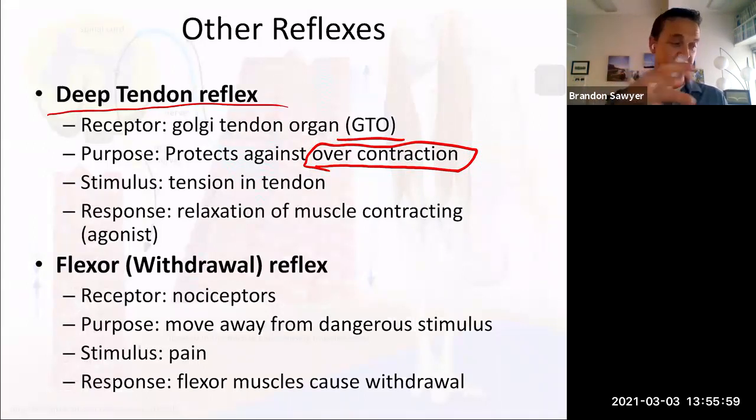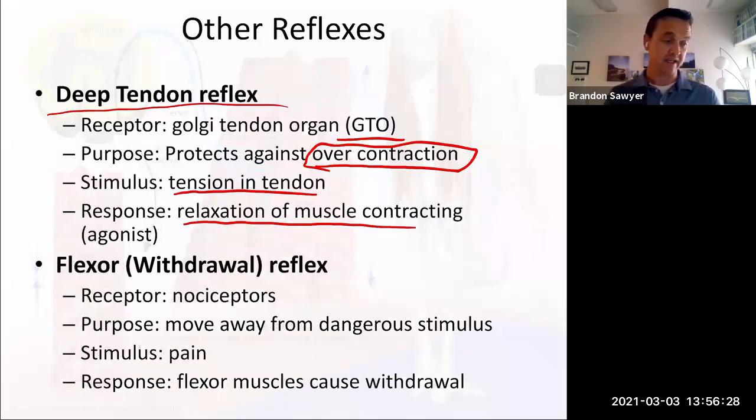But instead, we have the nervous system involved with the Golgi tendon organ. And the Golgi tendon organ senses when there's too much tension on a muscle, and it forces it to relax. Okay. So the stimulus is tension in the tendon. So just how hard is it being pulled on both sides? And that causes the exact opposite of what the last one just causes. It causes relaxation of the contracting muscle. So that one that's contracting, it causes it to relax, and then it's going to cause the other one to contract, the antagonist. So it's just pretty much the opposite effect of the muscle spindle.